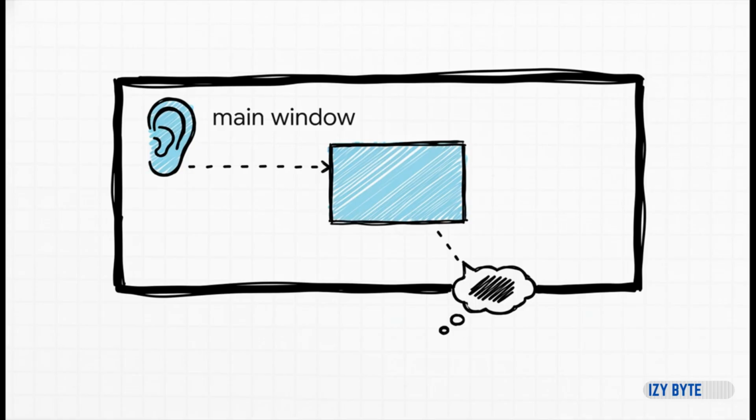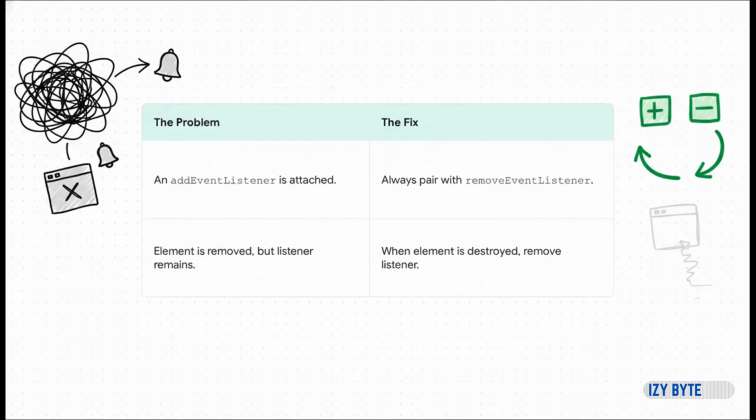So imagine you have a pop-up on your page, and you tell the main window, hey, just let me know if anyone clicks outside of this pop-up, because if they do, I need to close it. That's a classic event listener. Now, here's the problem. When your pop-up disappears, that little notification system is still active. The main window is still holding on, listening for a click for a pop-up that doesn't even exist anymore. It's holding a reference to your pop-up's logic, and that prevents it from being properly cleaned up.